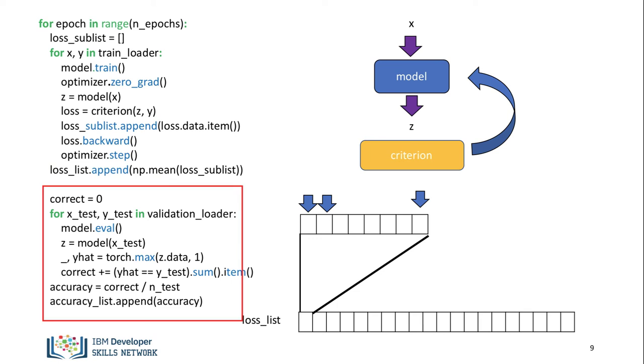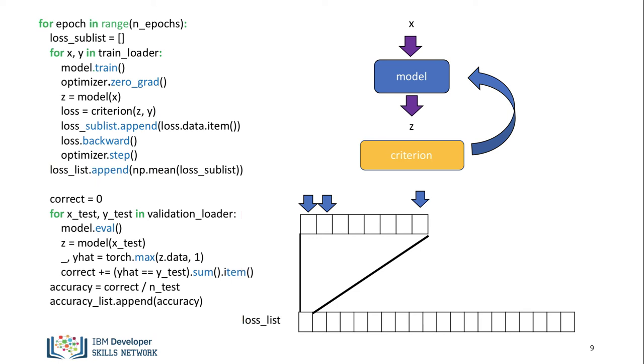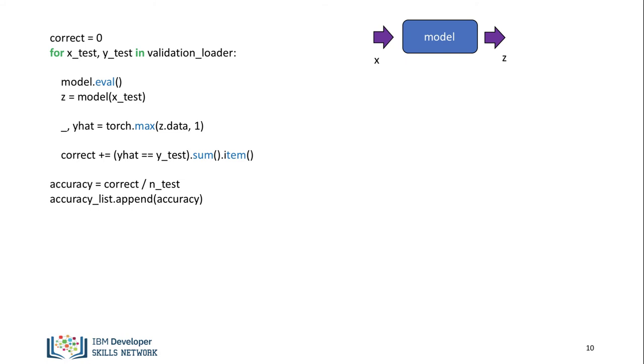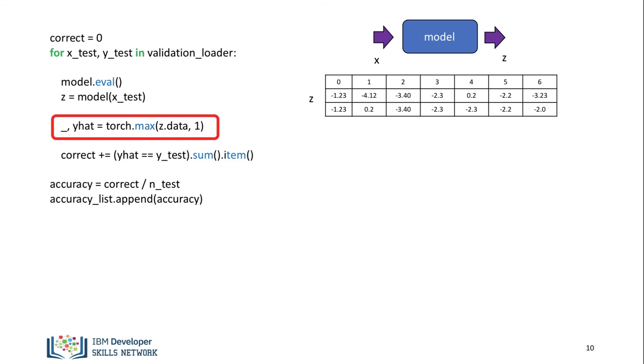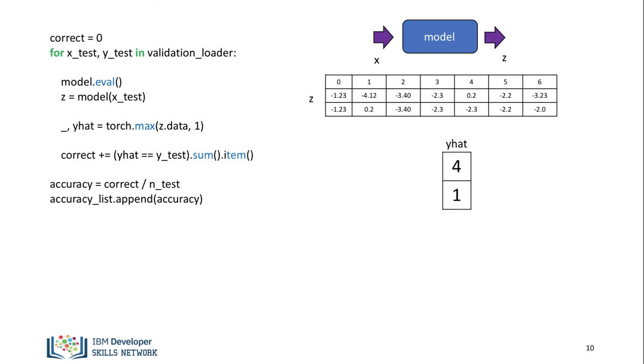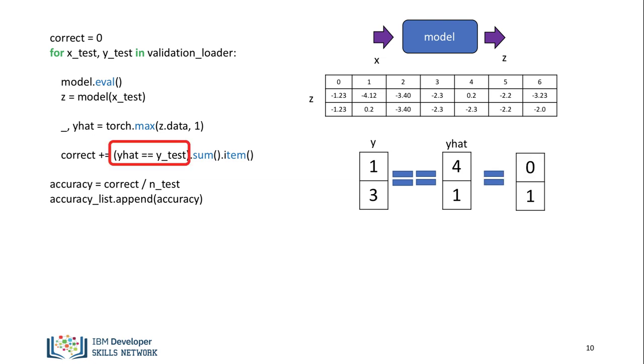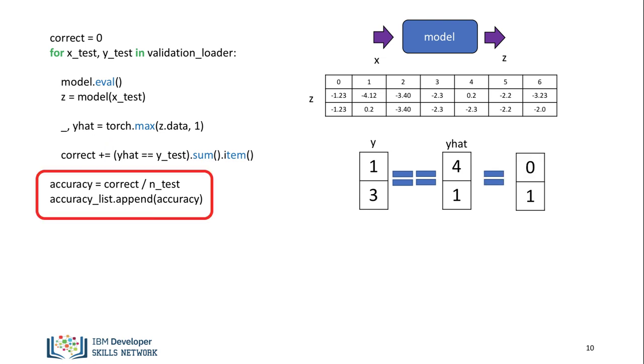Let's take a closer look at the validation part of the code. For each epoch, you must set the model to evaluate. You'll make a prediction. You will find the maximum value for each column, in this case only 2. You will take your prediction and compare it to the actual prediction. You will then calculate your accuracy, and that's it.